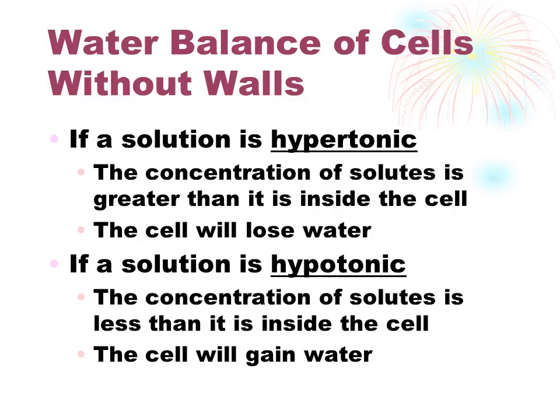It's not written on there, but you might put a little arrow behind greater and write outside. So the concentration of solutes is greater outside than it is inside the cell. And the cell is going to lose water. Well, that might not make sense, but let's try to break it down. So let's use our salt example again. It says we're going to have more salt on the outside of our cell.